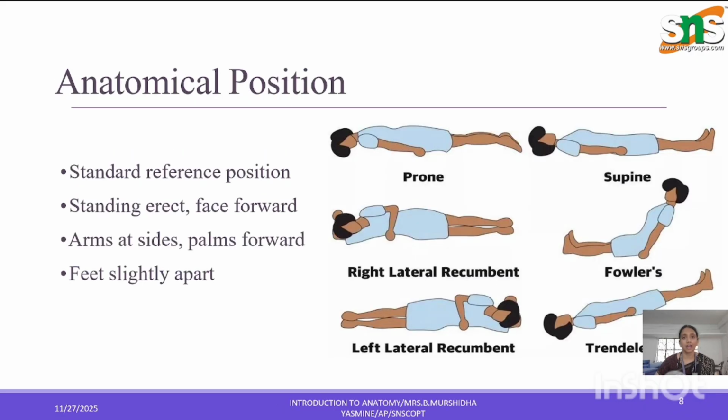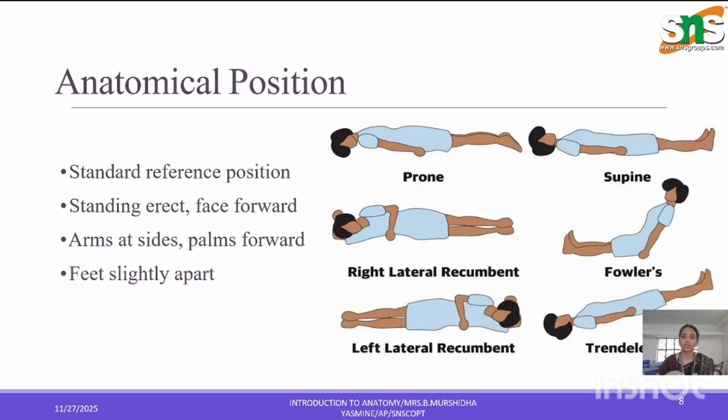The next is the anatomical position. Anatomical position refers to standard reference positions of our human body, for example, standing erect, face forward, arms at side, palms forward, feet slightly apart. These positions have some terms to identify them anatomically.